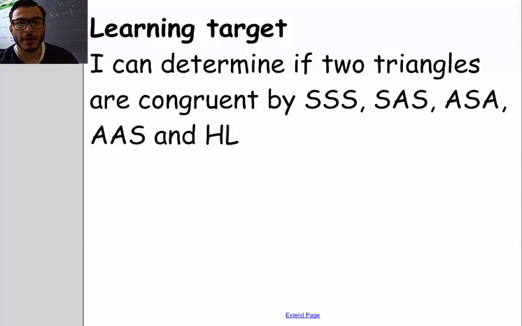Hey, Mr. Estrada here, and our learning target for this video says I can determine if two triangles are congruent by side, side, side; side, angle, side; angle, side, angle; angle, angle, side; and hypotenuse, leg.